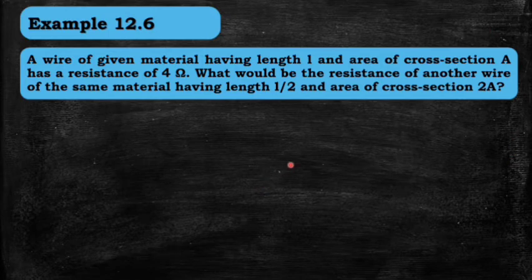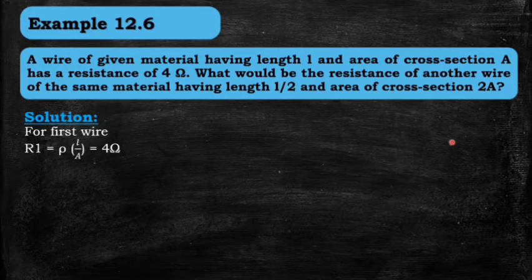So the question is, a wire of given material has length L and area of cross section A. It has a resistance of 4 ohm. What would be the resistance of another wire of the same material having length L by 2 and area of cross section 2A? What they have done is, the length of the material has been decreased to half, and the area of cross section has been doubled, that is, A is made as 2A.